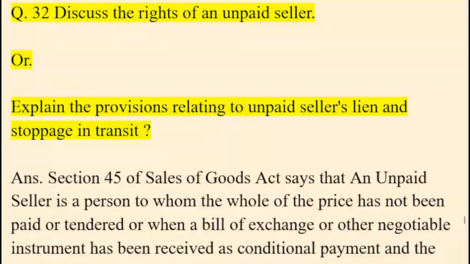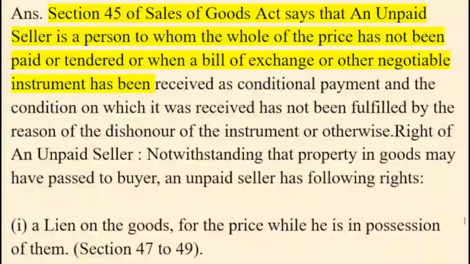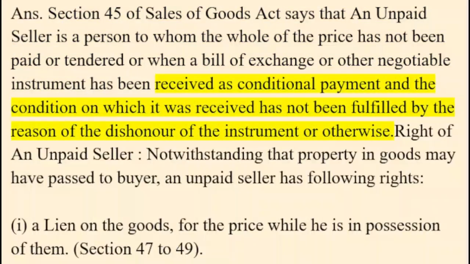Q. 32. Discuss the rights of an unpaid seller. Or, explain the provisions relating to unpaid seller's lien and stoppage in transit. Ans. Section 45 of the Sale of Goods Act says that an unpaid seller is a person to whom the whole of the price has not been paid or tendered, or when a bill of exchange or other negotiable instrument has been received as conditional payment and the condition on which it was received has not been fulfilled by reason of the dishonor of the instrument or otherwise.